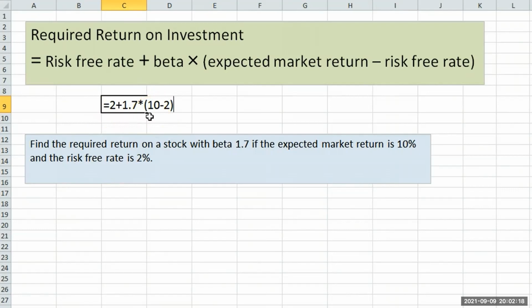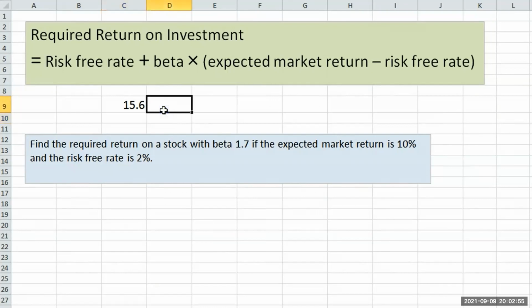Second, if you were doing this by hand, remember the order of operations is going to require you to do the 10 minus 2 first because it's in parentheses. You'll get 8. You then need to do the multiplication, 1.7 times 8, before adding 2. Excel will do it in the correct order, but if you're doing it by hand, please remember that. We'll hit enter. It gives us 15.6% as the required return on this stock. So we must require this stock to earn 15.6% in order to justify the risk of owning it.